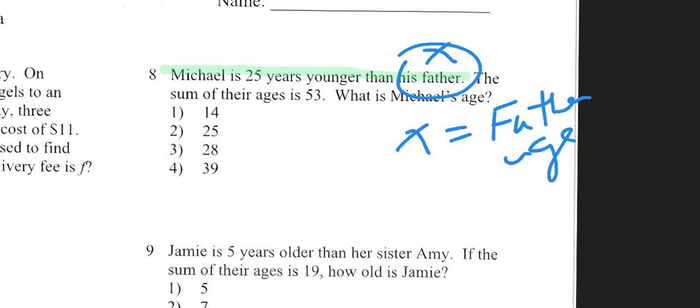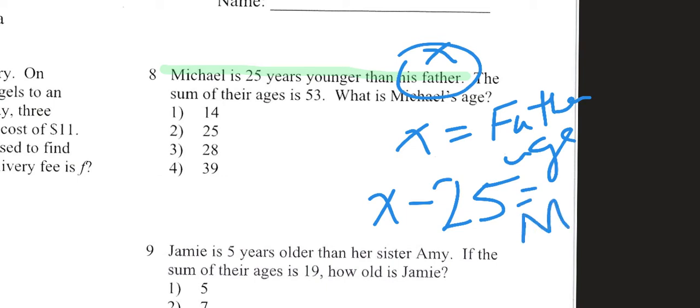Then I'd go back and read it. Michael is 25 years younger. So how would I represent Michael's age? X minus 25. Okay, that would be Michael's age. The sum of their ages. Okay, so now sum is a word I need to know. That means addition between these two things is 53.